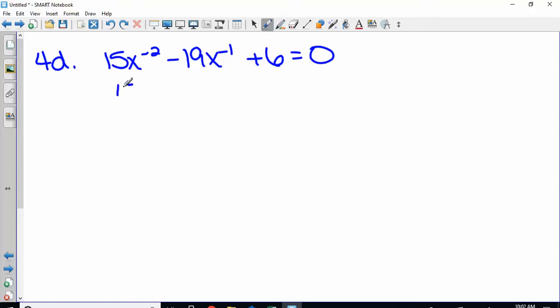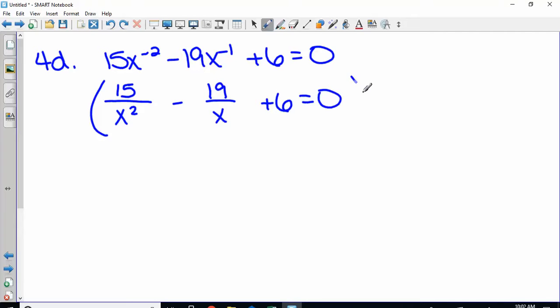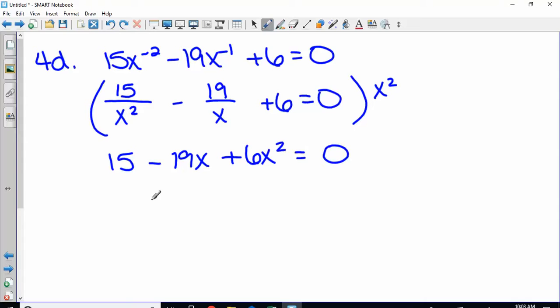So x to the -2. That just means the negative exponent moves it down to the bottom. When we had these, most of you tried to get rid of the fraction. So you just multiply by what's on the bottom. So if you take everything times x squared. 15 divided by x squared times x squared is 15. 19 divided by x times x squared, so 1x cancels and you get 19x. 6 times x squared is 6x squared equals 0.